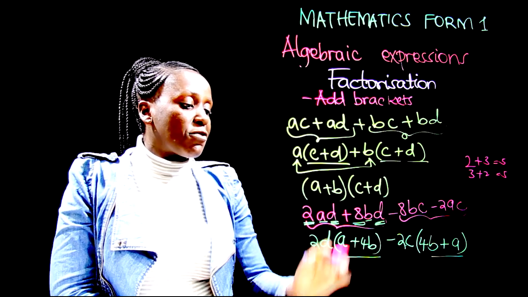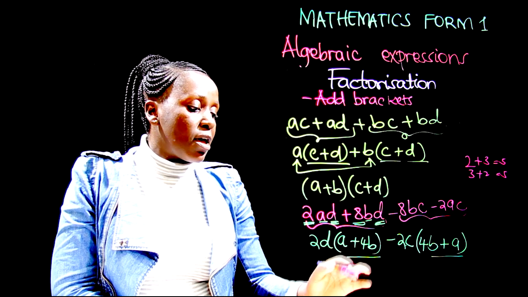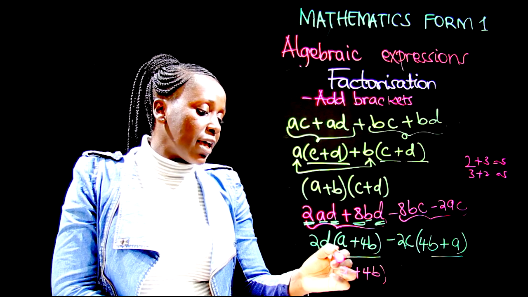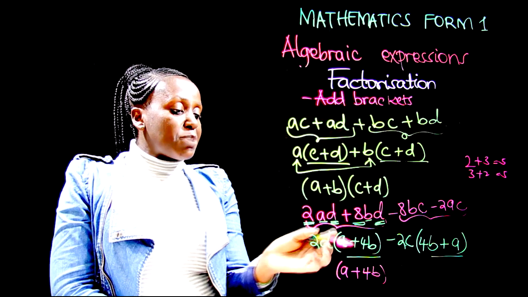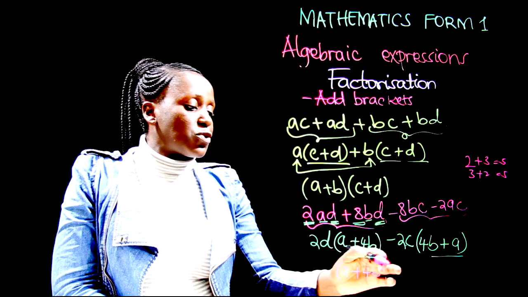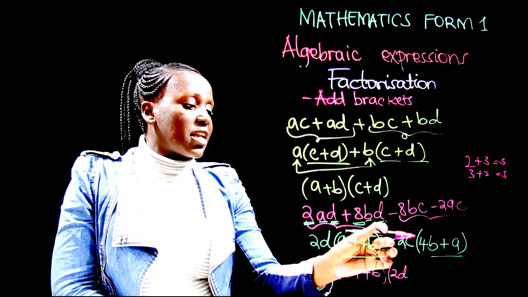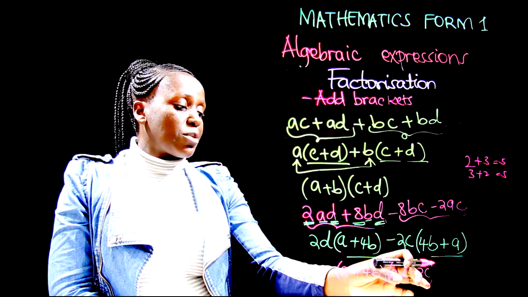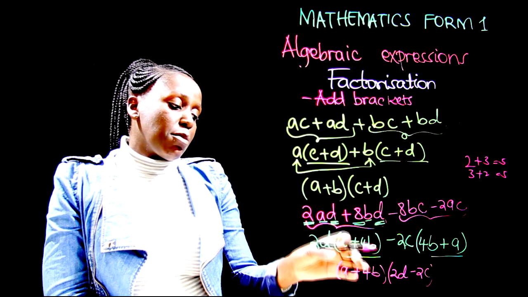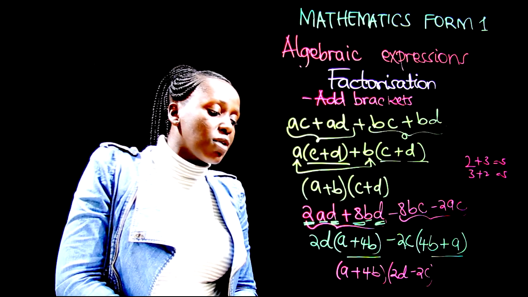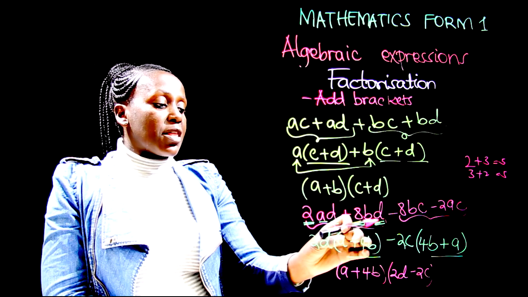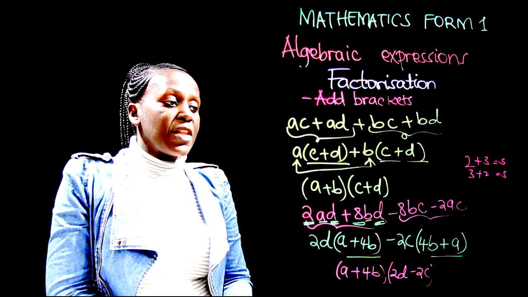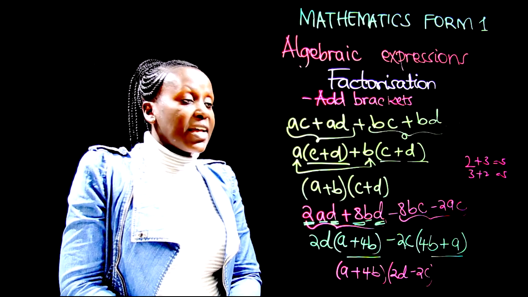So we have a common factor here, which is A plus 4B. Okay? And then it is being multiplied in the first scenario by 2B and in the next scenario by negative 2C. So you can put the multipliers in one bracket and multiply them by the common factor.